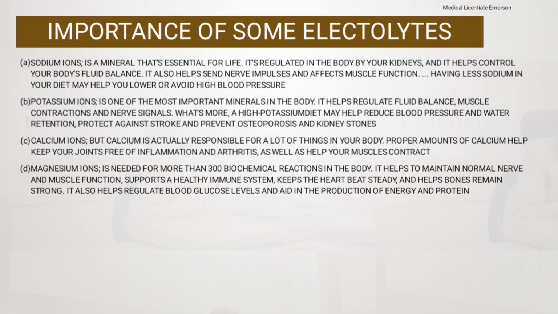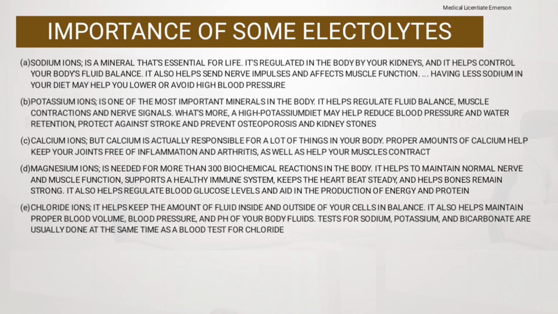Then for magnesium ions, these are needed for more than 300 biochemical reactions in the body. It helps to maintain normal nerve and muscle function. Also supports a healthy immune system and keeps the heartbeat steady. And also helps bones remain strong. Then it also helps regulate blood glucose levels and aid in the production of energy and protein.